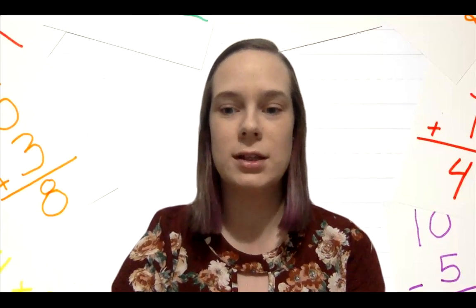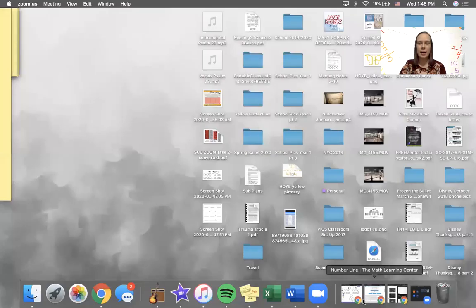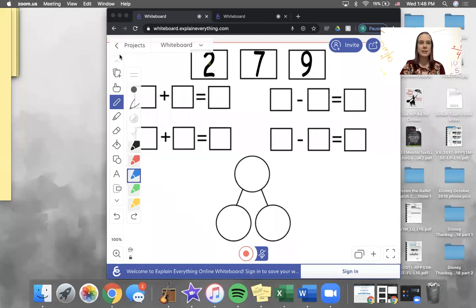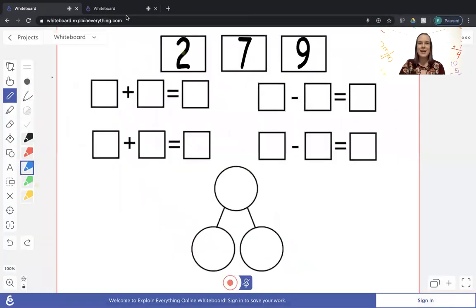So I am going to pull this up. I have some stuff here ready for us. So I wanted to start with an example like this. If you had the numbers 2, 7, and 9, and your job was to figure out a fact or a math sentence and equation for 2, 7, and 9, how could we do that?